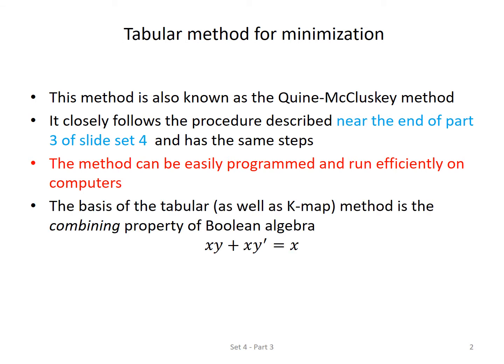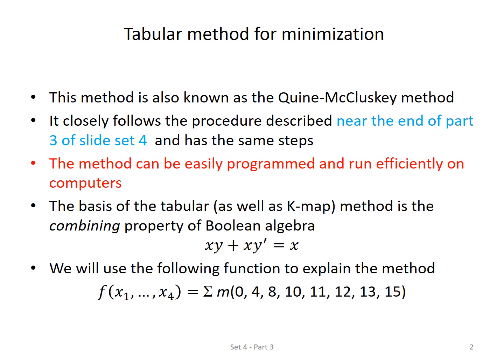The basis of the tabular as well as the K-map method is the combining property of Boolean algebra, and the combining property is shown here. We will use the following function to explain the tabular method. The function has these minterms.